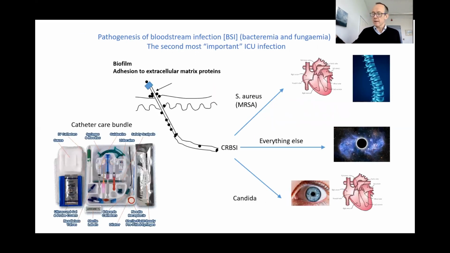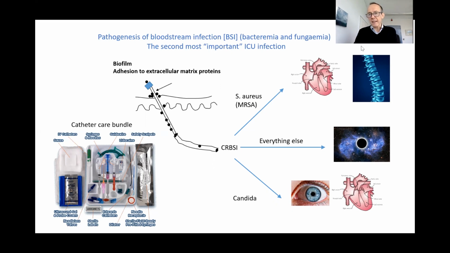Okay, now then, the second most important ICU-acquired infection is bloodstream infection. And these happen when the almost universal central line is inserted through the skin into a large vessel. And either at the point of insertion or during manipulation by healthcare workers, putting in intravenous fluids or just care, bacteria have contact with that plastic surface. They produce biofilms, they adhere to extracellular matrix proteins, and they get into the blood.